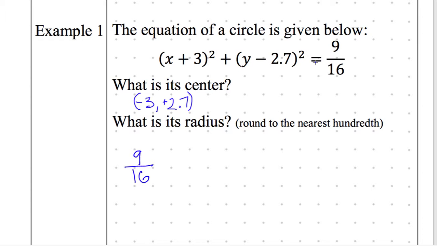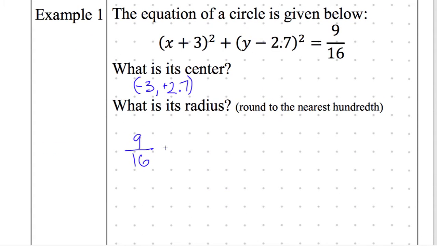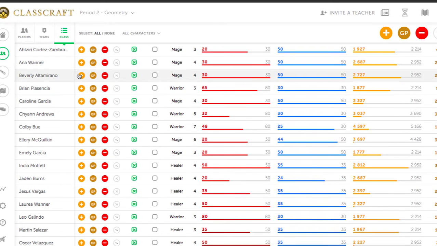A good guess. You don't have to make it negative. It's in the notes right here. So we took the opposite. Now I'm dealing with the radius. Yes, we need the square root of that. And that's the answer. The square root of 9/16. Thank you, Beverly.